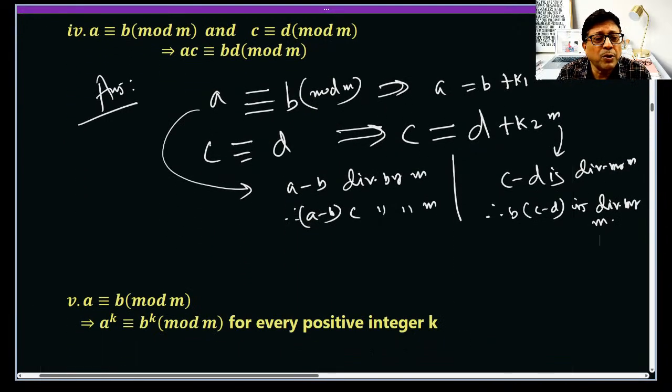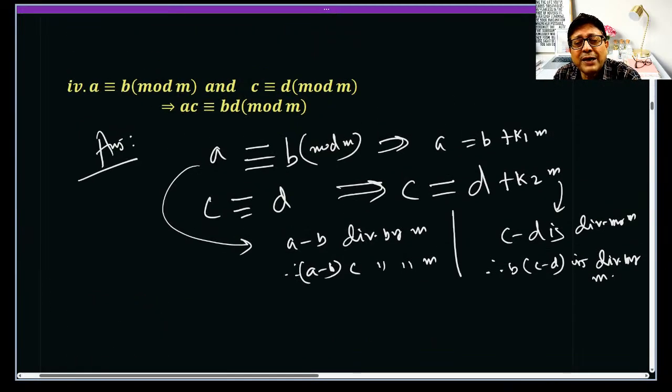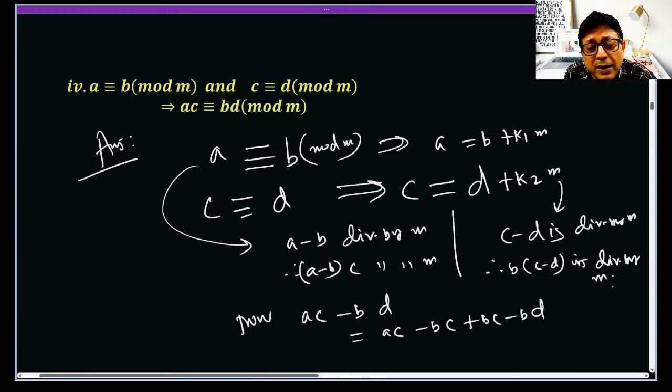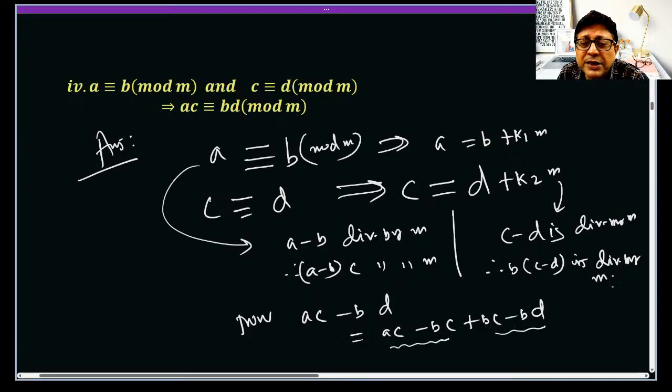Now, what about AC minus BD? You have proved that A minus B into C is divisible by M. You have proved that B into C minus D is divisible by M. Now, AC minus BD is what? It is AC minus BC plus BC minus BD. Now, this part and this part, you think about these two parts. We have proved that this thing is divisible by M. We have proved that this thing is divisible by M.